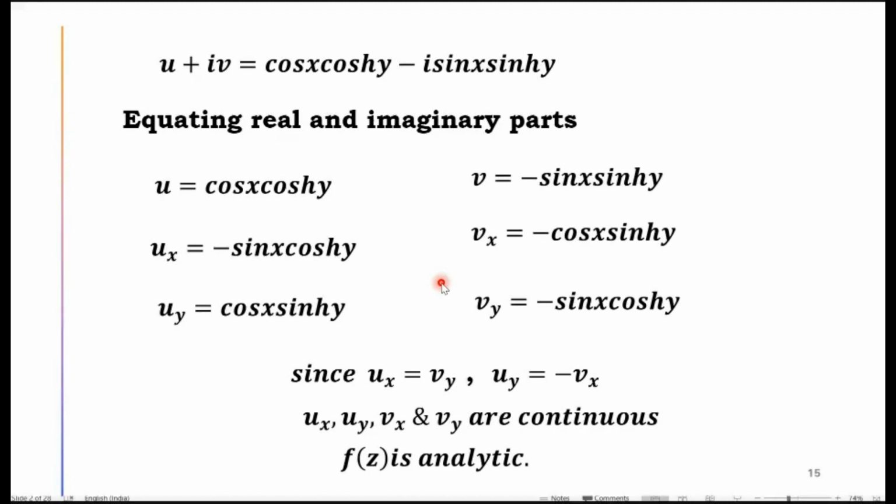Because why? Cos hy and sin hy are also in terms of e raised to, and e raised to infinity is only infinity. For no other value will e raised to become infinity. That is why these functions are continuous functions.